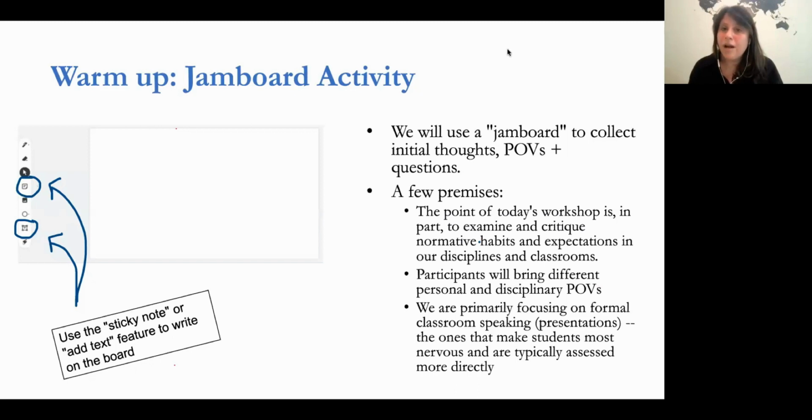As it says on the right of the slide, we'll use the Jamboard to collect these initial thoughts and perspectives and questions. But I want to set that up with a few premises of what we're focusing the conversation on. So the point of today's workshop is in part to examine and critique normative habits and expectations in our disciplines and classrooms. So really asking you to begin at the beginning, and this is a safe space to say, well, this is how we've always done it in my discipline, or this is what I realize I'm expecting of students.